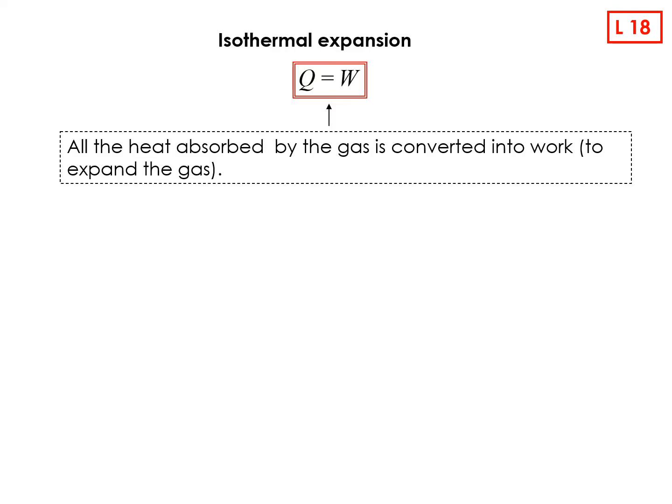Next, there are two types of isothermal process. The first one is isothermal expansion. In isothermal expansion, all the heat absorbed by the gas is converted into work to expand the gas. So here we get Q equal to work done, and the value of work done is positive, in order to expand the gas.